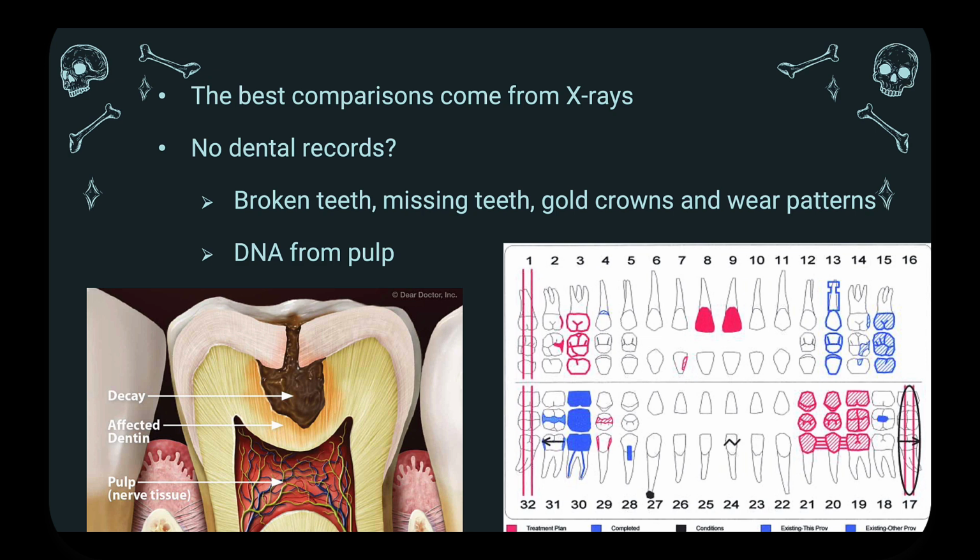The best comparisons come from x-rays, but even if those aren't available, notations on the tooth chart, like we have here, can tell the dentist if the teeth are the same. If we don't have any dental records, we can look at broken teeth, missing teeth, gold crowns, and wear patterns due to smoking may be recognizable. And we can also take DNA samples from the pulp.